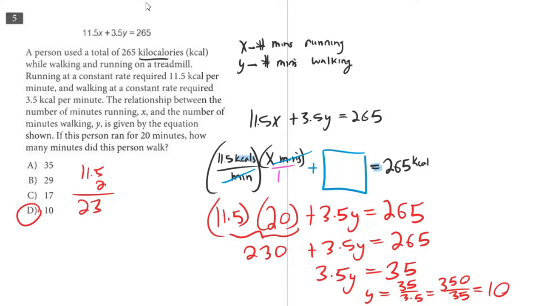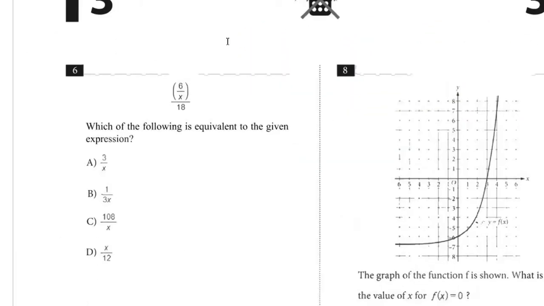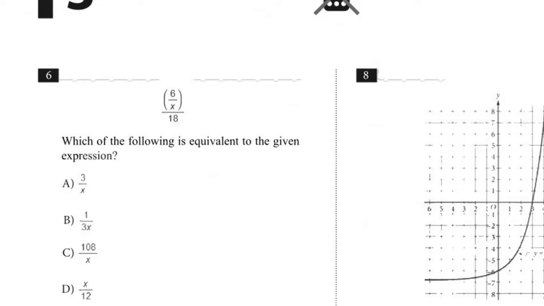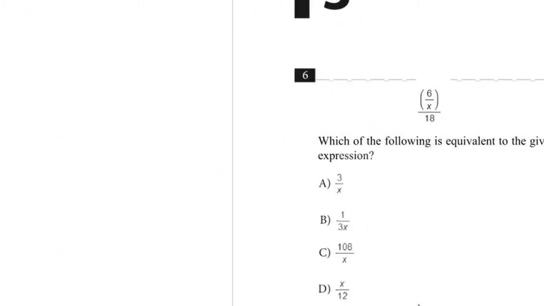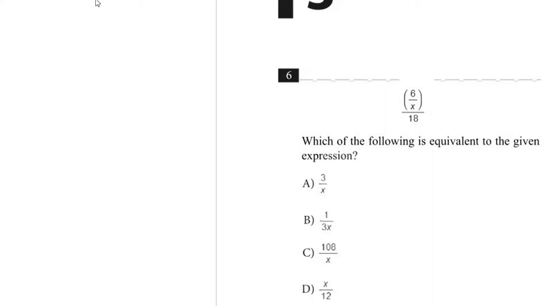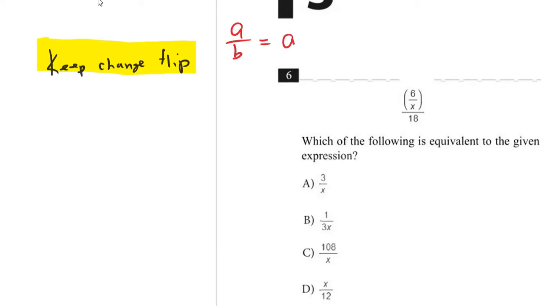So now we're moving to the next question. Number 6 is asking us to simplify this expression here. And that's really a question of keep, change, flip. Because if I have a fraction with something in the numerator and something in the denominator, I'm basically saying that I'm dividing this divided by that. So here we have 6 over x on the top and 18 over 1 on the bottom, because 18 is really 18 over 1. Any number is itself over 1.